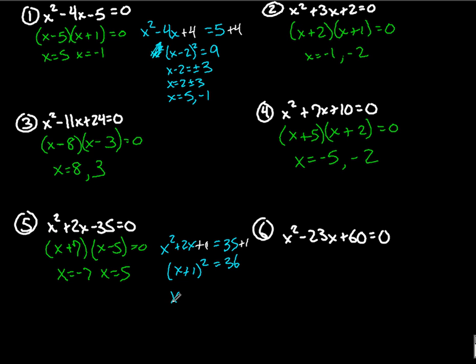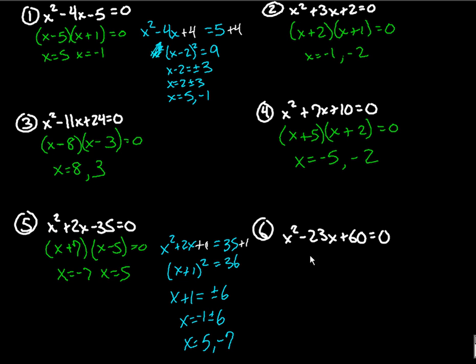Take the square root of both sides. x plus 1 equals plus or minus 6. So x will equal negative 1 plus or minus 6. So that means x equals one of two numbers. If I add them, I should get 5. If I subtract them, I get negative 7. Again, same two answers I had before.